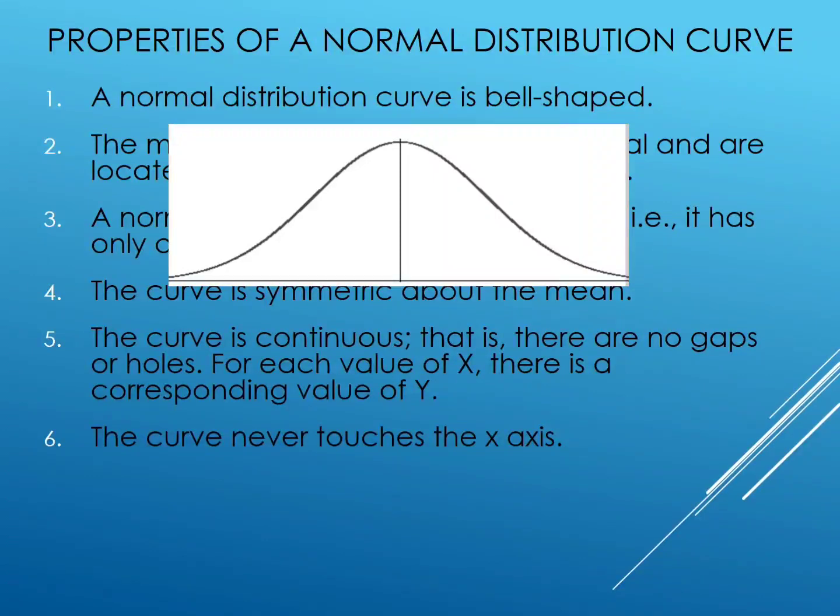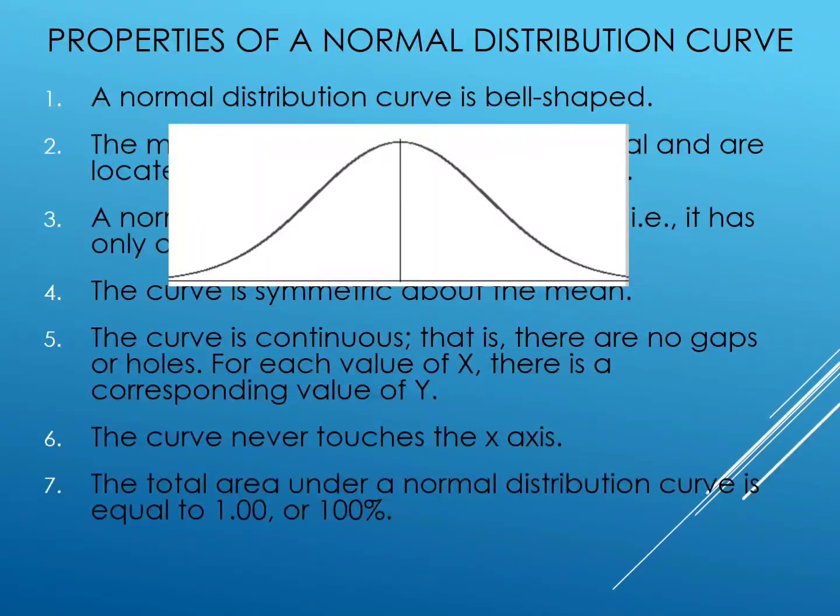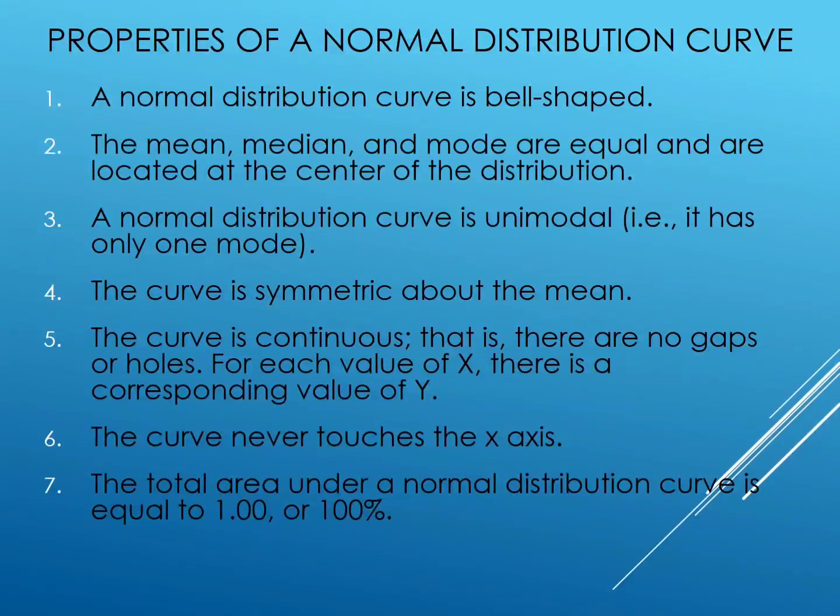The curve never touches the x-axis, so when drawing it, it should never touch the x-axis. And the total area under the normal distribution curve is equal to 1, as in 100%, because we are going to be talking probabilities.